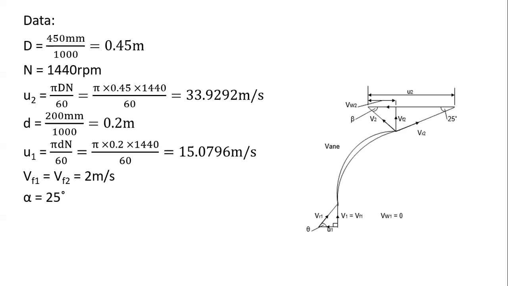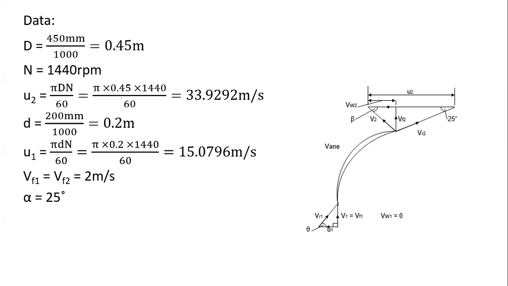So here we have our D, the external diameter of the impeller. We said it's 450 millimeters. We cannot leave it in millimeters; it has to be in meters. That's why we divide by 1,000. So 450 divided by 1,000 gives 0.45 meters. Rotational speed was given as 1440 RPM. Then here is our U2.